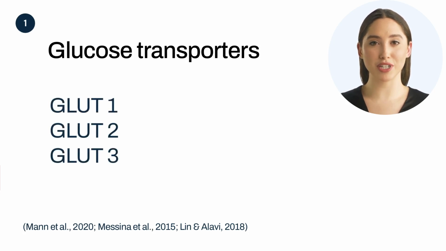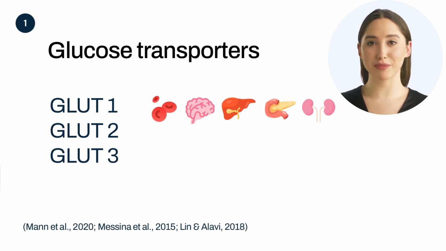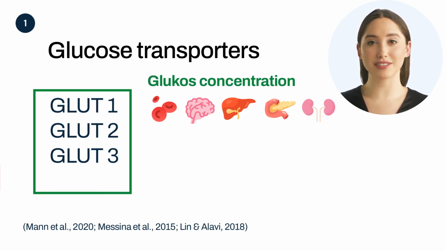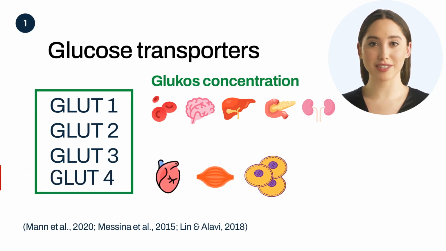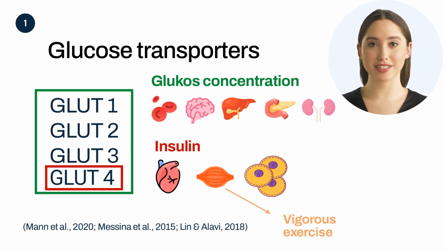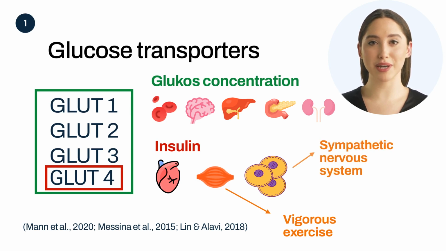For example, GLUT1, GLUT2 and GLUT3 are found in red blood cells, brain, liver, pancreas, and kidneys. Transport is dependent on glucose concentration. GLUT4 is found in muscle cells and fat cells, and transport is insulin dependent. Transport through GLUT4 in muscles can additionally occur during vigorous exercise regardless of insulin. Transport in brown fat is as well activated by the sympathetic nervous system through beta-adrenergic receptors.